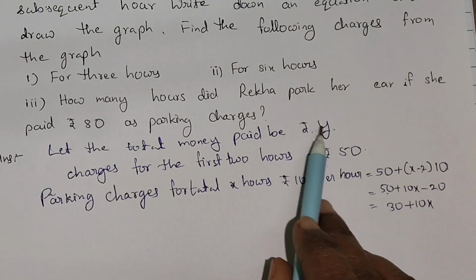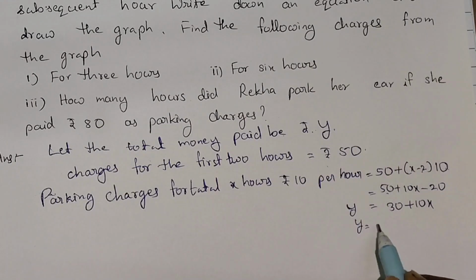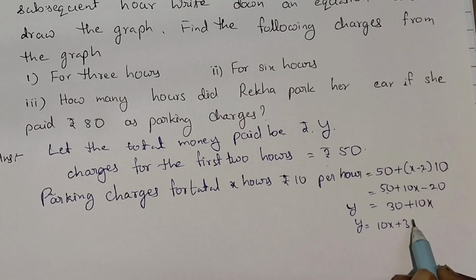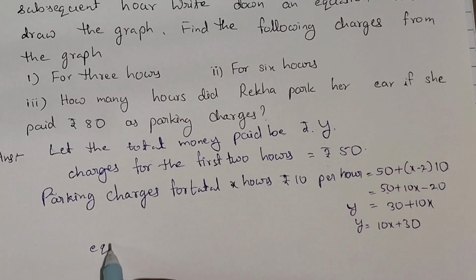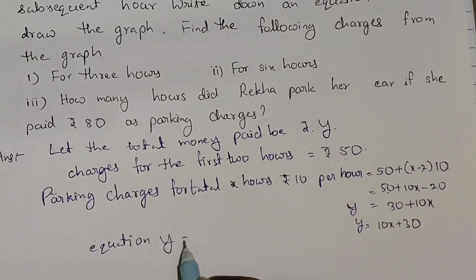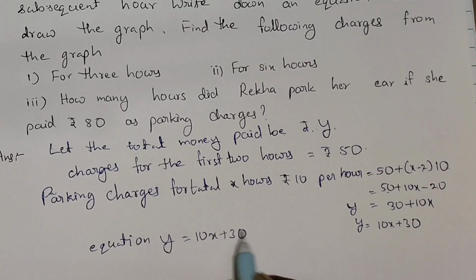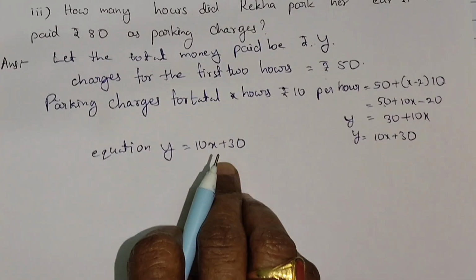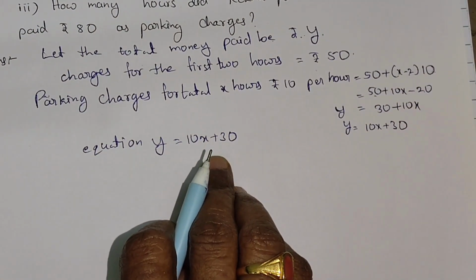Here the total amount we write as y. So y is equal to 10x plus 30. That is the equation: y equals 10x plus 30. So now we write the points. Use this equation and write the points.